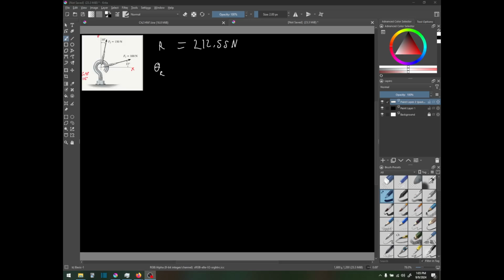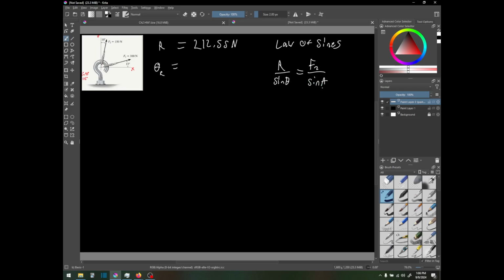So in the last video, we found the resultant vector for this hook with two cables attached, and now we will find the angle of the resultant vector. So to find this, we're going to use the law of sines. And in this case, the law of sines is going to look like R over sine B equals F2 over sine A.